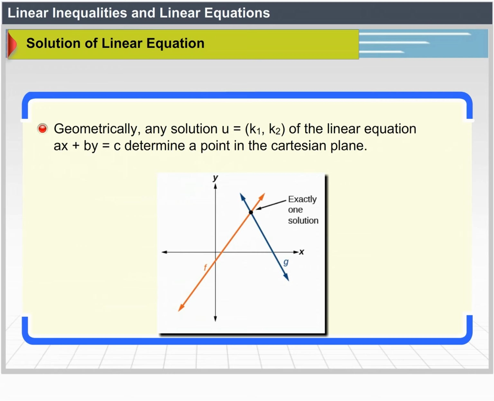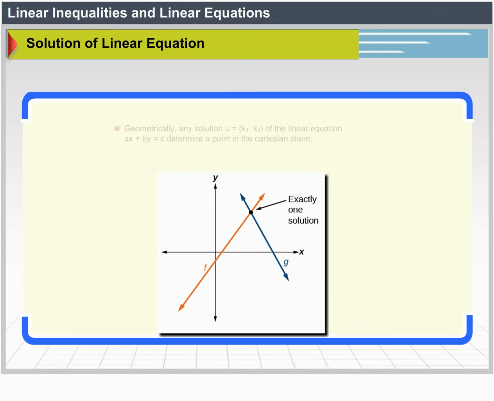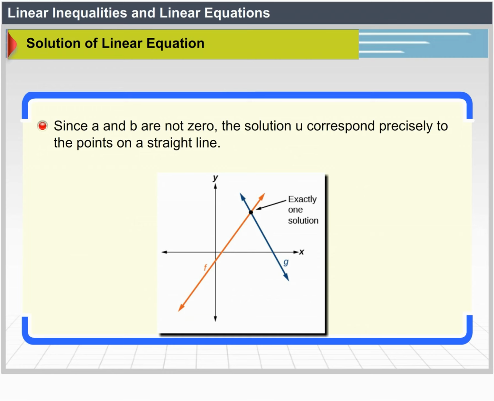Geometrically, any solution u equal to (k1, k2) of the linear equation ax plus by equal to c determines a point in the Cartesian plane. Since a and b are not zero, the solutions u correspond precisely to the points on a straight line.